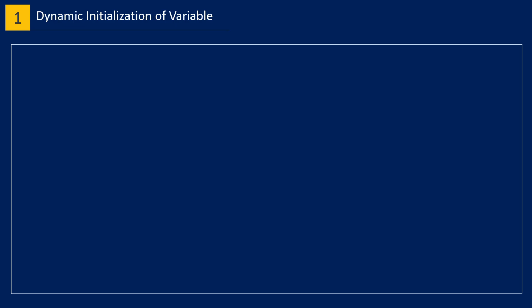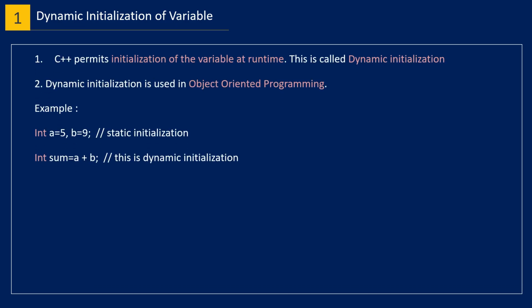Today we'll learn about dynamic initialization of a variable. In the previous video, we have seen what is meant by a variable, how to declare the variable and how to initialize the variable. Now we'll study dynamic initialization of a variable. So what is the difference between initialization of a variable and dynamic initialization of a variable? We'll understand that first. Initialization of a variable means we initialize the value at compile time, and dynamic initialization of a variable means initialization of a variable at runtime.